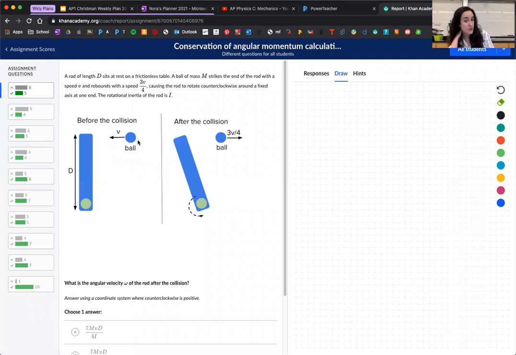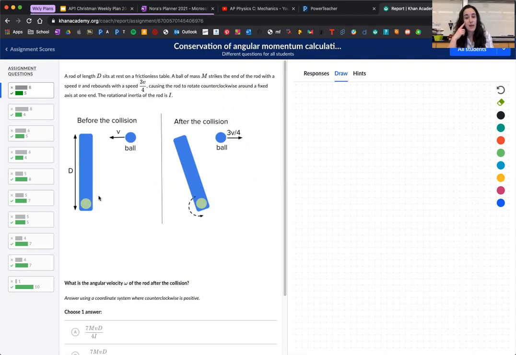And so this ball is approaching the rod with a speed v, and it collides with the rod, which is stationary. And then after the collision, the rod rotates and the ball reflects back at a lesser speed than it was moving before. And so our goal is to figure out the angular velocity omega of the rod after the collision. We know the rotational inertia of the rod is I, we know the length of the rod, the mass of the ball, and the initial and final speeds. Okay, so there is this pin here.